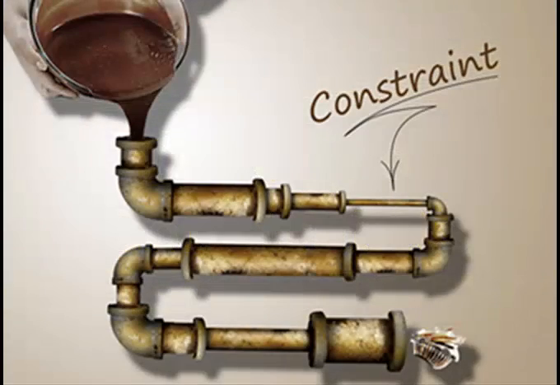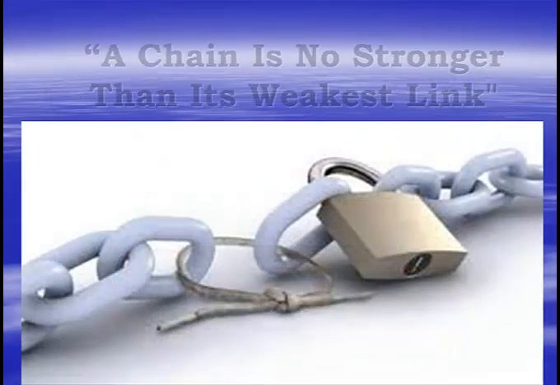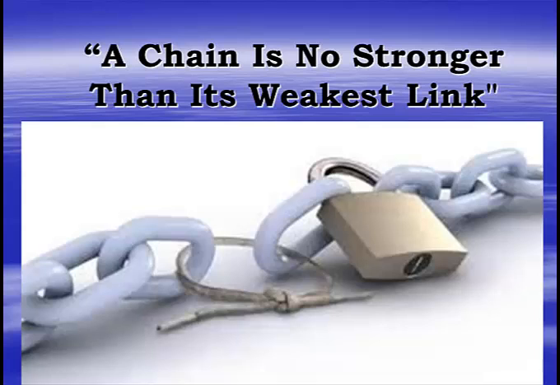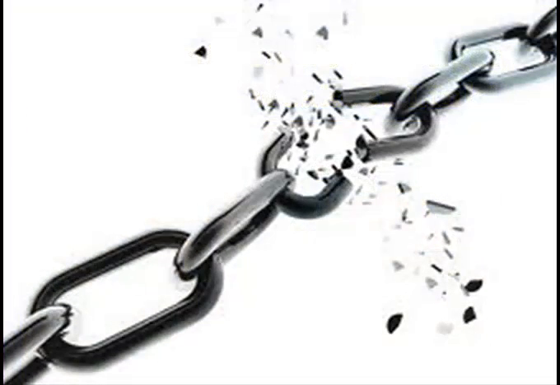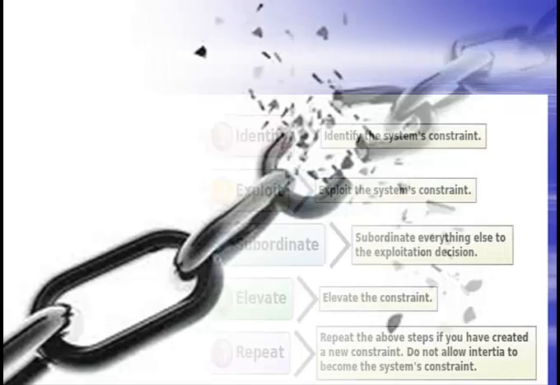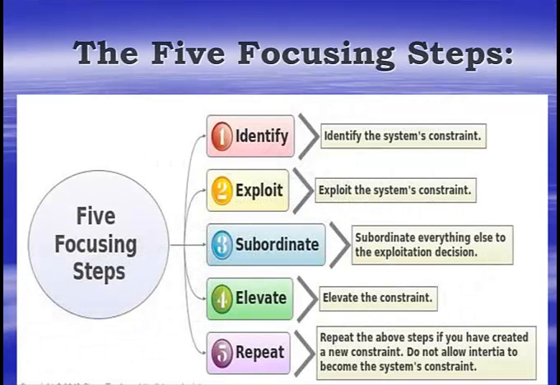A constraint is anything that prevents a system from achieving its goal. The theory of constraints states that a chain is no stronger than its weakest link. Here are 5 steps that can help a manager find and solve a bottleneck. First, identify, then exploit, subordinate, elevate, and then repeat if necessary.